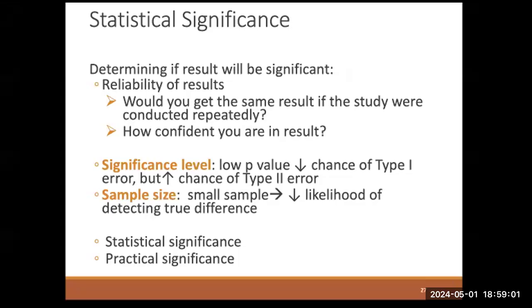When we're talking about probability, we're imagining that the study is being done 100 times, randomly sampling from this population of interest, and that we are confident that the results will be found each time we get that sample. So the significance level, right? If we have a low p-value, it decreases the chance of a type 1 error, but it increases the chance of a type 2 error. So it decreases the chance of a false positive, but it increases the chance of a false negative.